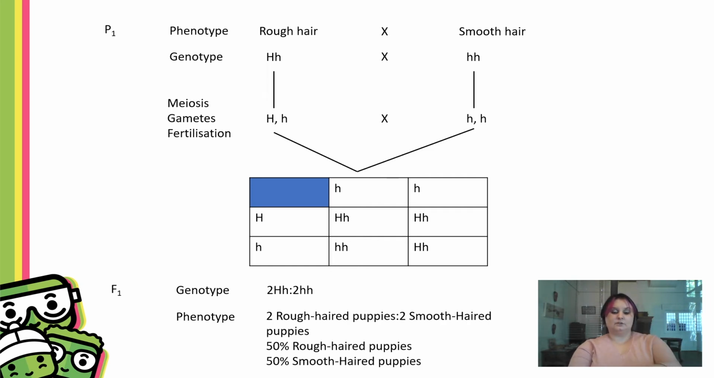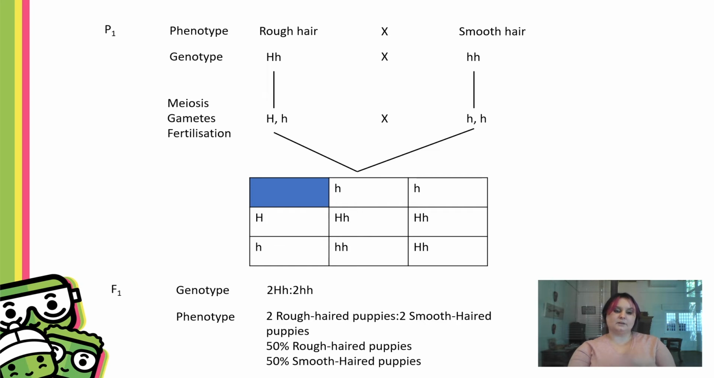And then the 2 puppies that inherited the 2 small letter H's are going to be 2 smooth-haired puppies. And so we're going to end up with 50% of the puppies having rough hair and 50% of the puppies having smooth hair. All right, so we've now answered this question and we've scored ourselves 6 marks. So there are a lot more marks available for this question than you can actually achieve. There's actually about 8 or 9 possible marks that you can get here, but they can only give you up to a maximum of 6.